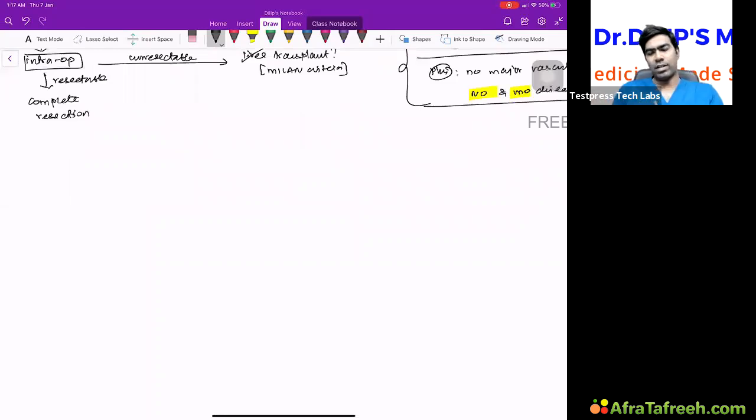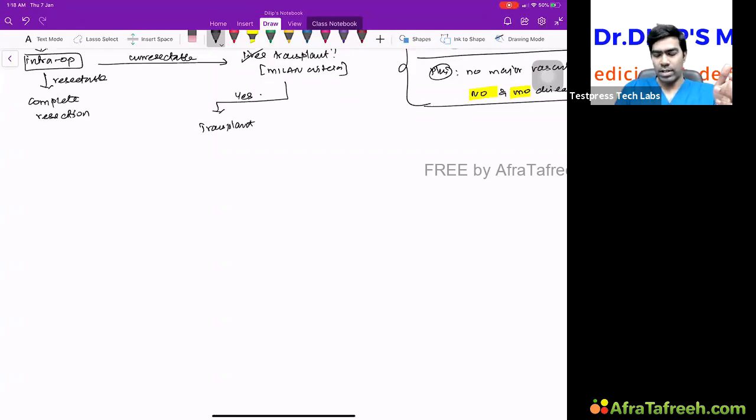So you need to see whether the candidate is a liver transplant candidate or not. By Milan's criteria, if the patient is a liver transplant candidate, then of course you're going to go for liver transplantation. Transplantation is the best option.